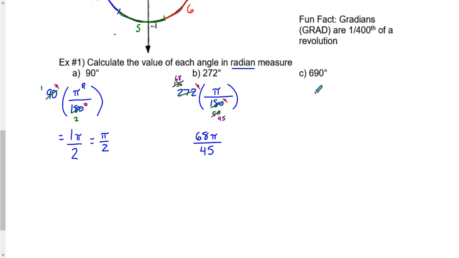And the last one, 690 degrees. Using the same dimensional analysis, setting up our 180 in our denominator. Oh, make that actually look like 180. Sorry, I gotta erase that. That does not look good.